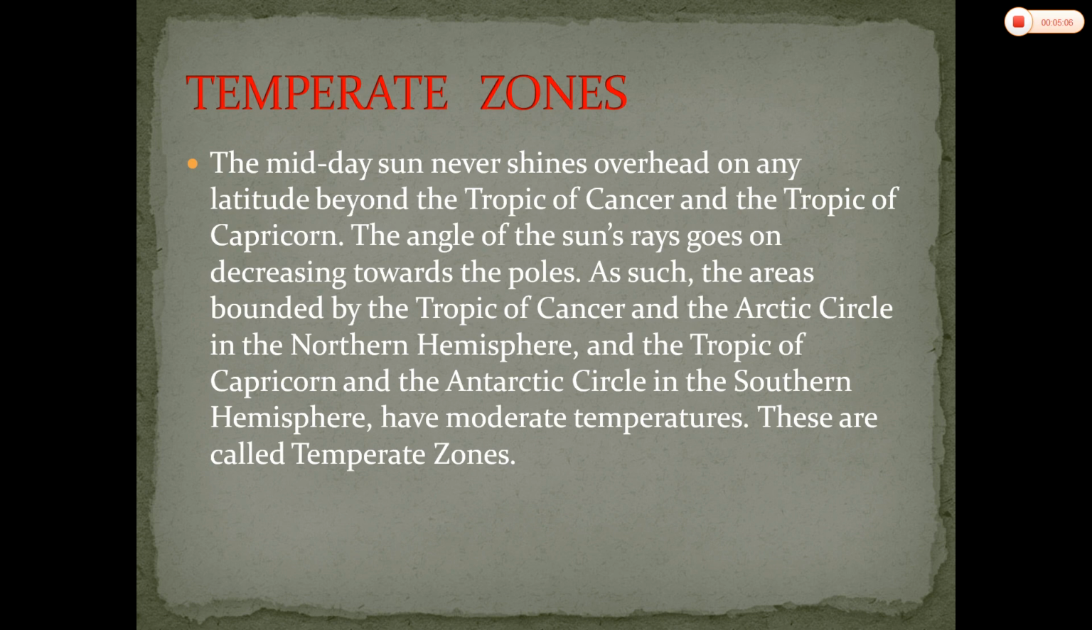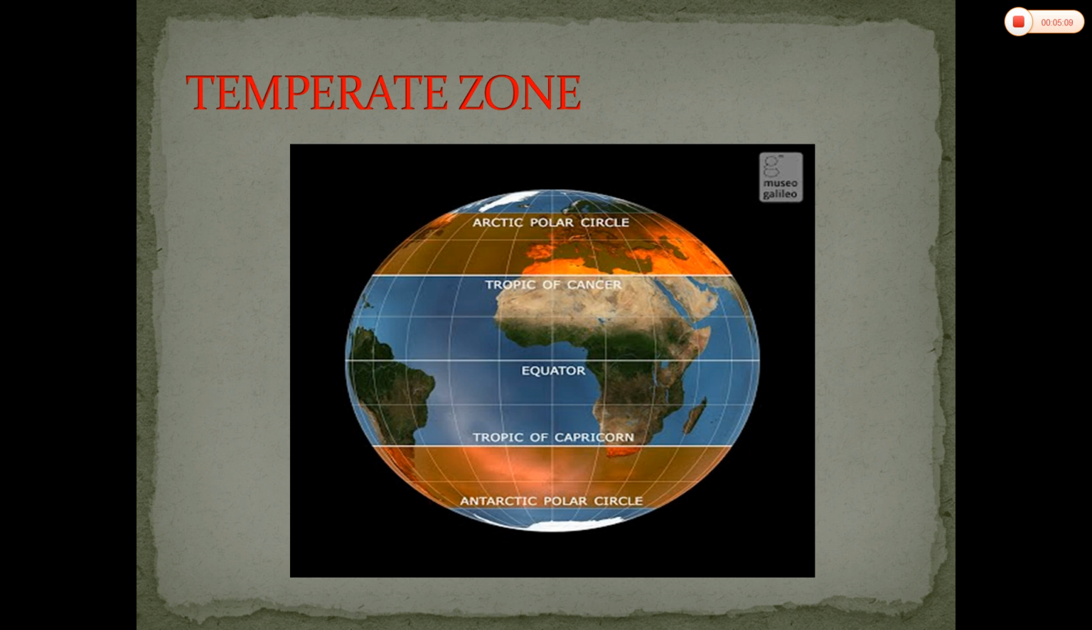Now the next zone is the temperate zone. You will see what is the temperate zone basically. Temperate zone is right from the Tropic of Cancer to Arctic Circle and Tropic of Capricorn to Antarctic Circle. In the northern hemisphere, it is in between Tropic of Cancer and Arctic Circle, and in the southern hemisphere, it is from Tropic of Capricorn till Antarctic Circle. So, in between these regions, in both the hemispheres of the Earth, the temperate heat zone of the Earth is located.